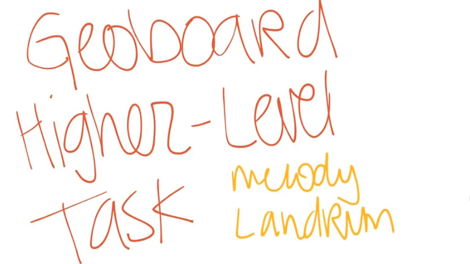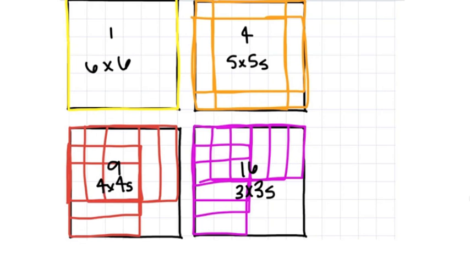Hello, so for our finals presentation, I'm going to talk about the GeoBoard higher level task that we did towards the beginning of the semester, where we saw how many smaller squares we could fit into a larger square with side length n, and I'm going to talk about the geometric habit of mind I used to solve it. So I'm just going to take a look at the 6x6 larger square that I did.